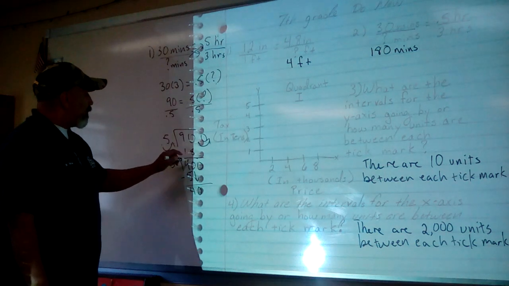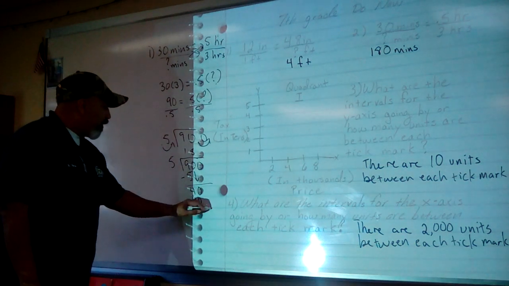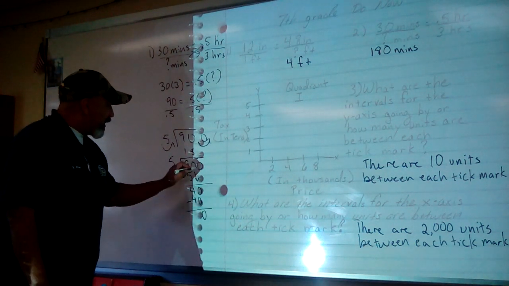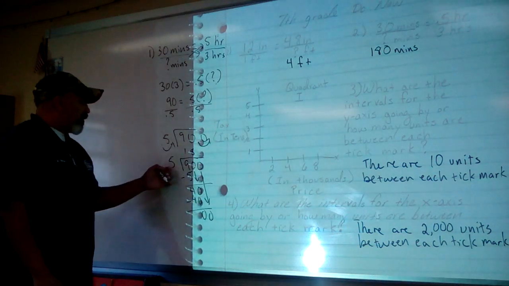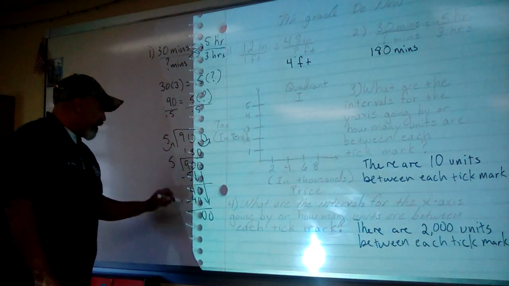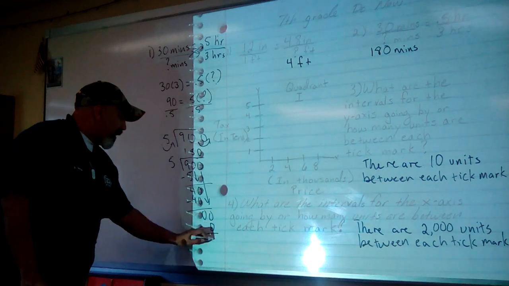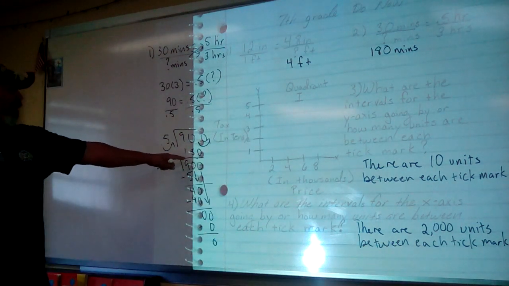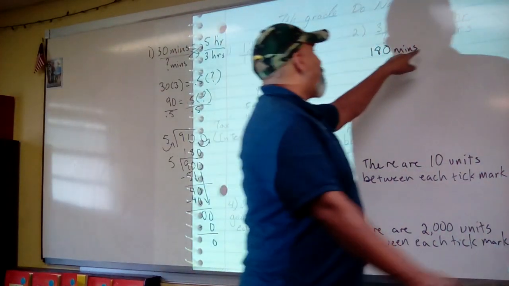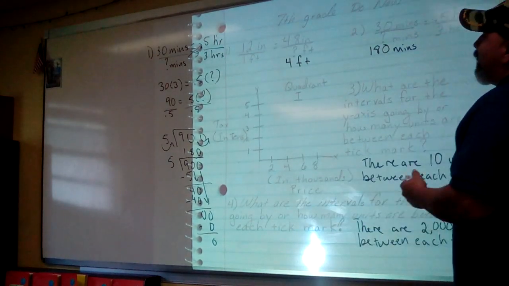It goes in there 8 times. 8 times 5 is 40. Then we subtract that. We bring down that final 0. 5 goes into 0. 0 times 5 is 0. 0 minus 0 is 0. So we're done. We get 180. 180 minutes. That's using cross product.